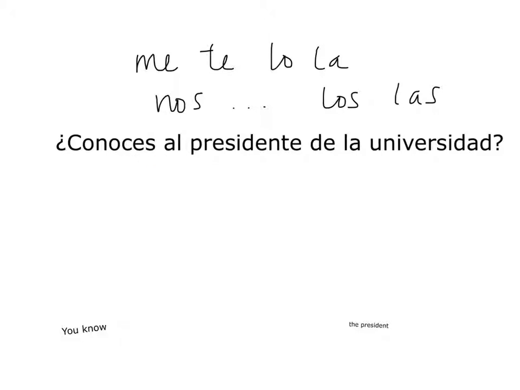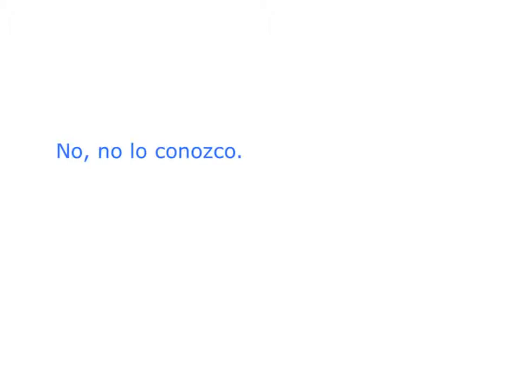Looking at the ending of a verb can help you identify who it is that is the subject of the sentence. You know the president? Let's try building an answer. I know him. No, no lo conozco. I know him not. Nope. It's a really backward sentence. Are you ready to try another question and answer?